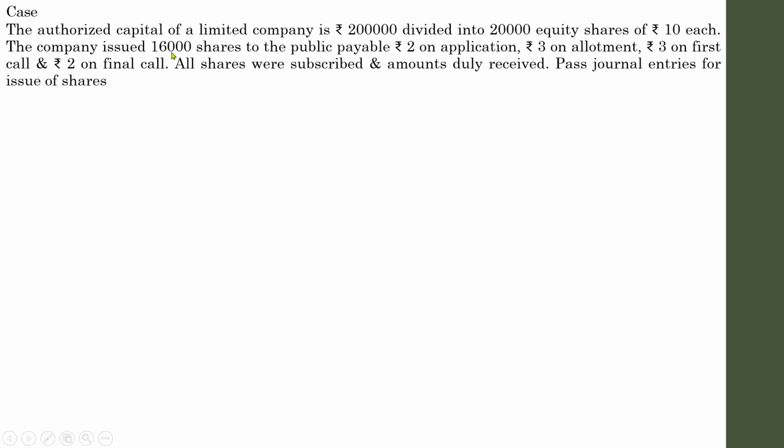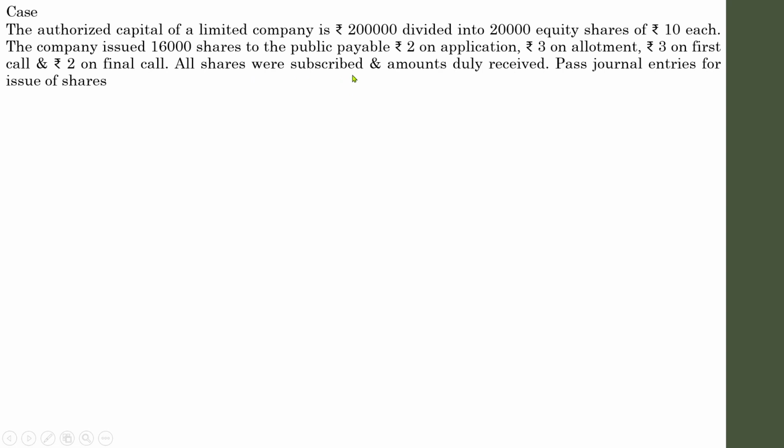So you have to do the computation on the basis of 16,000 shares because it is specifically mentioned that the company issued 16,000 shares to the public, and it consists of application 2, allotment 3, 3 on first call and 2 on second call. This is a case of a 2 call situation, that is first call and final call. In order to use a second call, you will use final call. If there are 3 calls, it will be written like first call, second call, and for the third call they will use the term final call. So final call can be given to any call that is the last one or last installment.